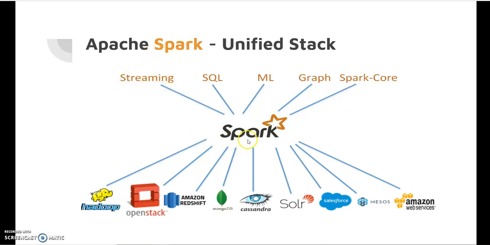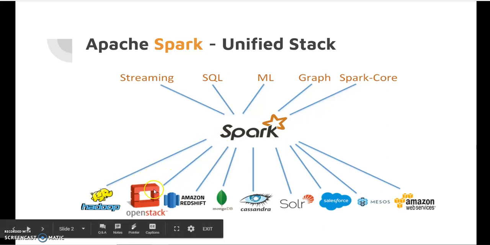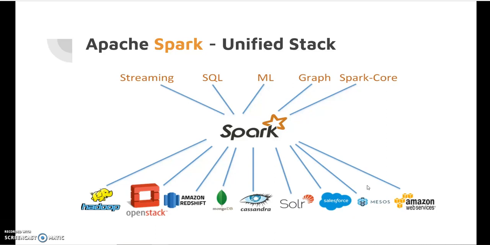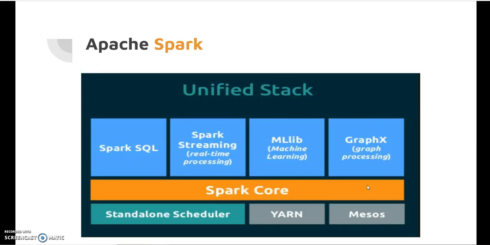In the last video we also said that Spark caters to almost all the popular technologies today: Hadoop, OpenStack, Redshift, MongoDB, Cassandra, Solr, Salesforce, Amazon Web Services. Spark has seamless interconnectivity, or APIs we can say, to almost all major technologies. So this is the unified stack which is available.